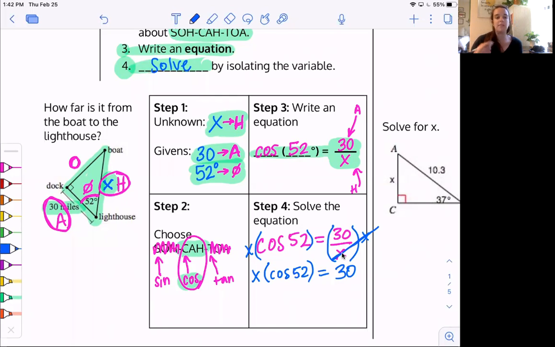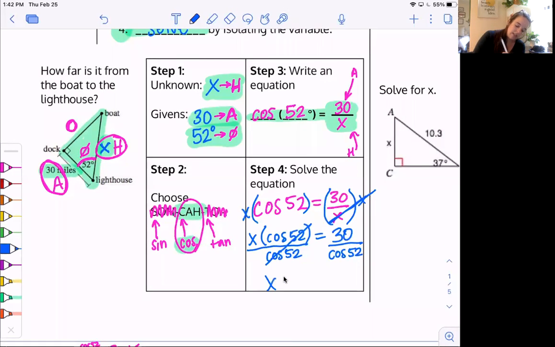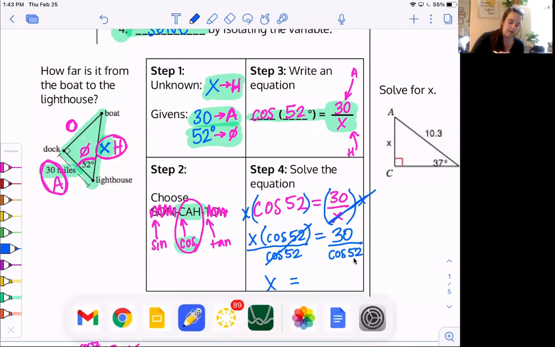Now that helped me because I don't have a fraction anymore, but I still don't have X by itself. X is being multiplied times cosine 52. What's the opposite of multiplication? If I want to get rid of multiplication, I should use division. Yeah, so I'm going to divide by cosine 52 on both sides. And that's going to leave me with just X on this side. That's the goal. And now I have 30 over cosine 52. I'm going to need to use a calculator because I can't do that in my head.